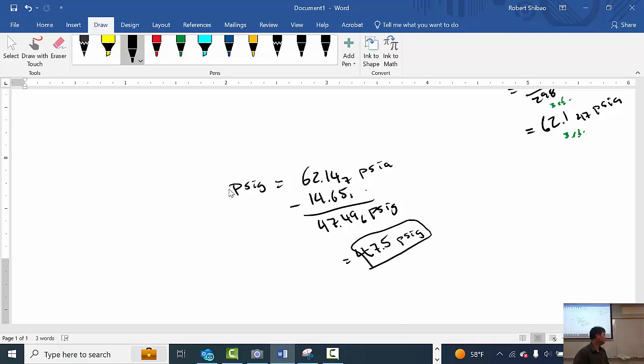It depends on how you round things. If you round this to 2 sig figs, 48 PSI. But officially we would be allowed 3 sig figs in this particular calculation. So 47.5 PSIG. Okay, the small difference in atmospheric pressure didn't really alter the answer much.